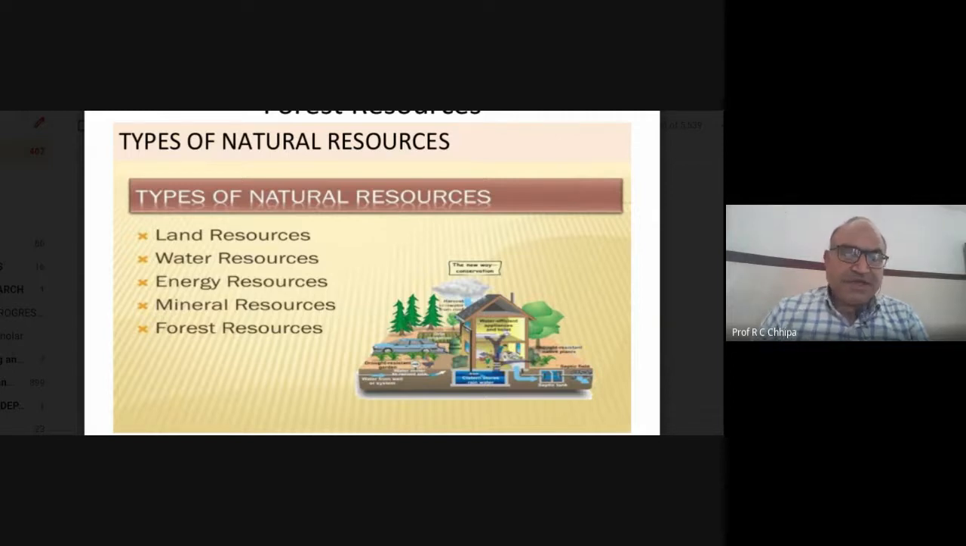So we have the land resources, the water resources, and energy, which is itself one of the major parts. Then we have the concern of the hydrosphere, and here also the biosphere.